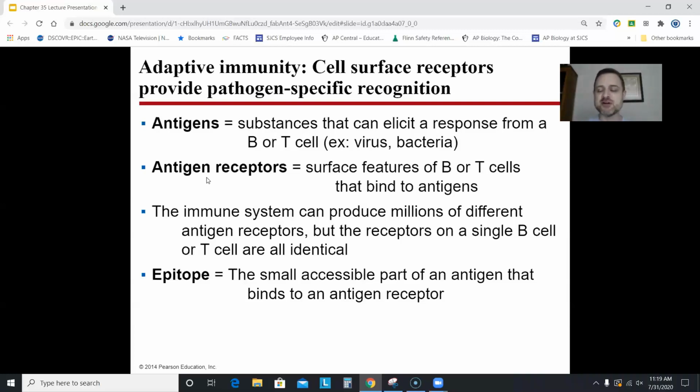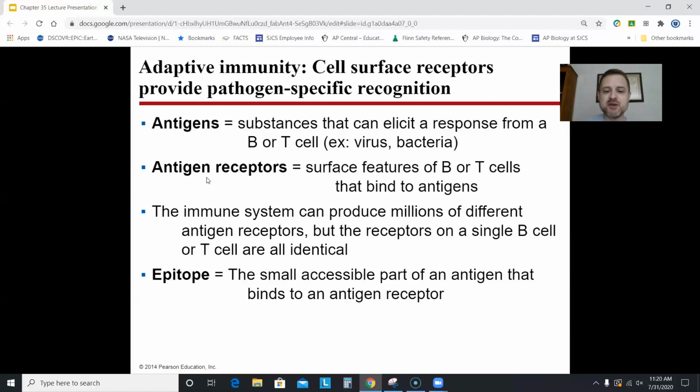Antigen receptors are the surface features on B cells or T cells that bind to antigens. Now, this is important. Your immune system can produce millions of different antigen receptors. It's very, very adaptive. But on a single B cell or a single T cell, all the receptors are the same. So if this is a B cell, it might have 100 receptors on it, but they're all identical to the same antigen. So basically, your body can produce millions of different types of B cells and T cells.